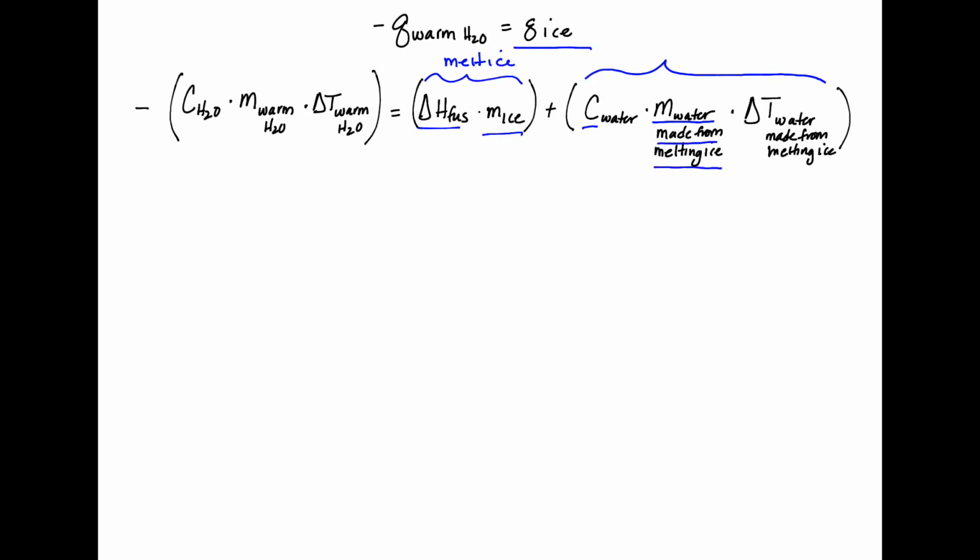The mass of water made from melting ice is equal to the mass of ice. If that doesn't seem obvious, if you melt 10 grams of ice, you get 10 grams of water. So the water made from melting ice is equal to the mass of the ice. And then we also need to know the temperature change of that water that was made from melting the ice. And when we put that information together, we get the energy to warm the water made from melting the ice.